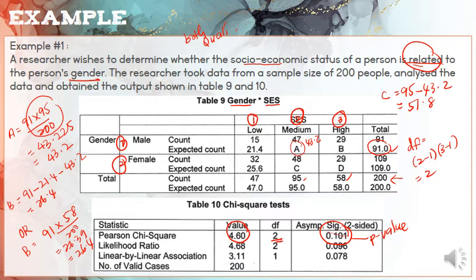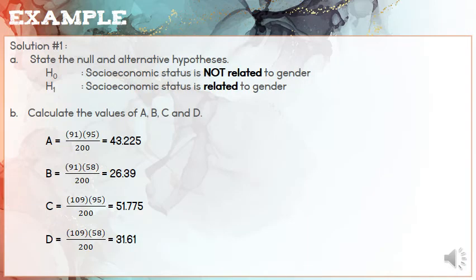So, let's go and look at the questions. Okay, so for question number 1, state the null and alternative hypotheses. For our null hypothesis, socioeconomic status is not related to gender. We have the two variables and I use the term related. Why use related? Because the question uses related. If the question says associated, then your null hypothesis uses not associated. Alright? Your alternative hypothesis, socioeconomic status is related to gender. Please keep in mind that your null hypothesis is the one that is not related, not associated, or independent. Okay?